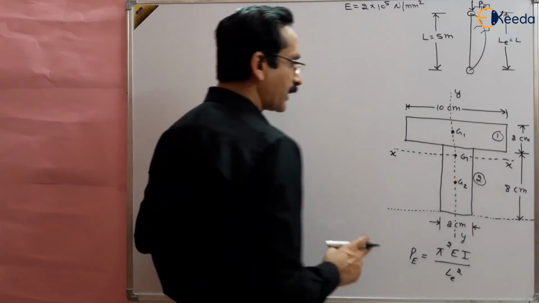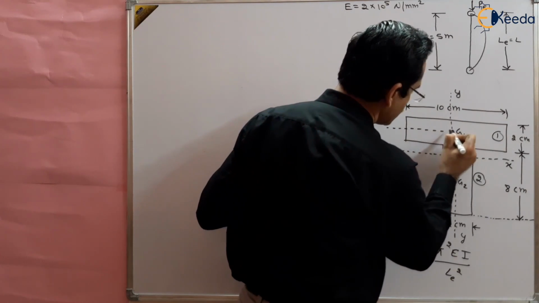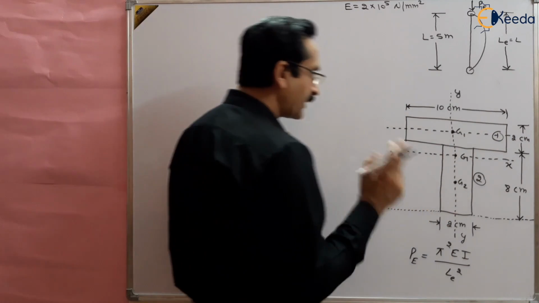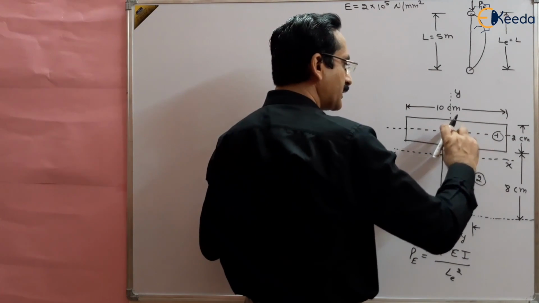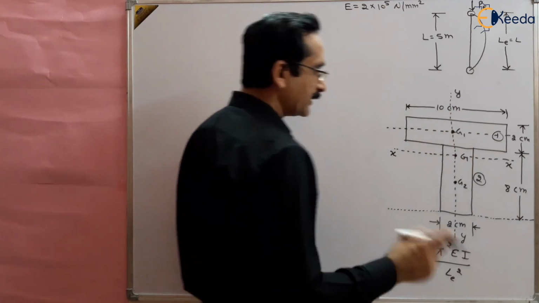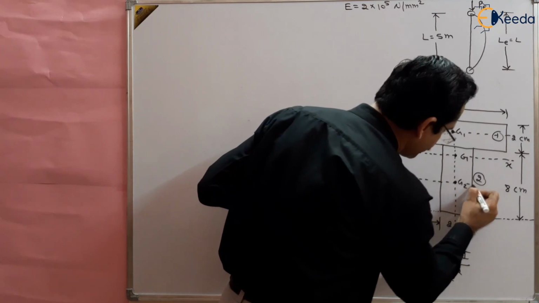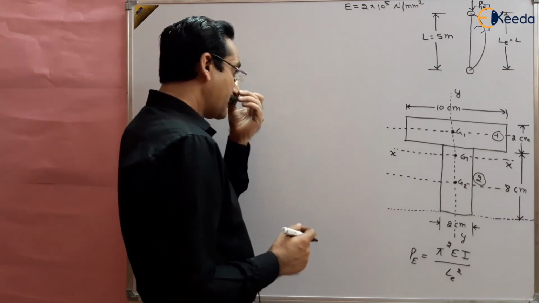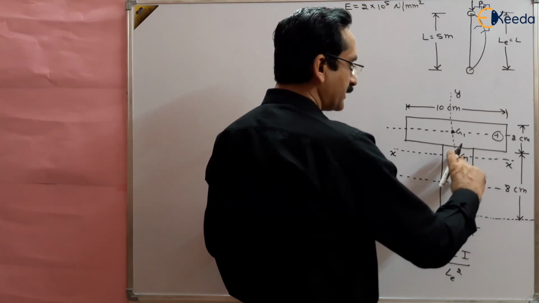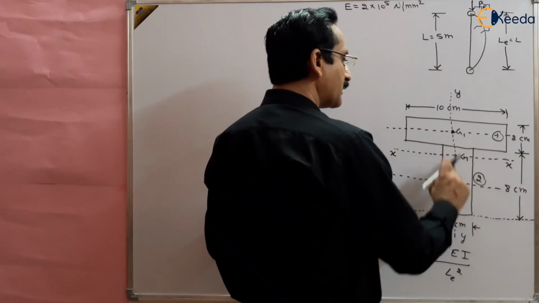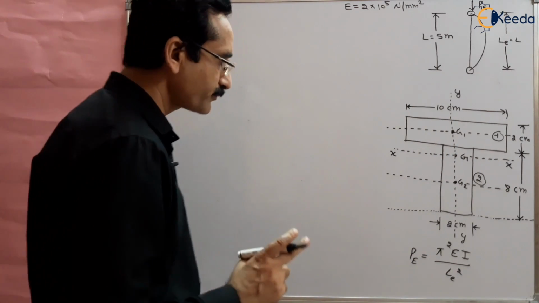How will we find out IXX? First we will find the moment of inertia about the line passing through the centroid of body 1, and then we will apply the parallel axis theorem. We will take the area multiplied by distance square. Then we will take the moment of inertia of body 2 about its centroid, and then apply the parallel axis theorem, that is A multiplied by the distance between the two parallel lines square, and then we will add up and we will get the IXX, right?